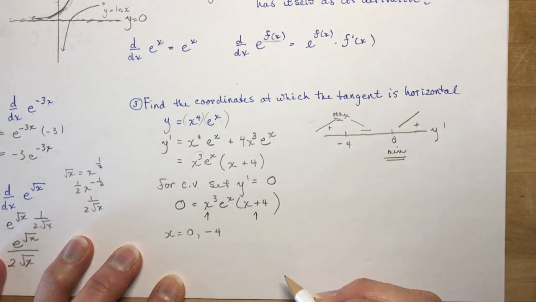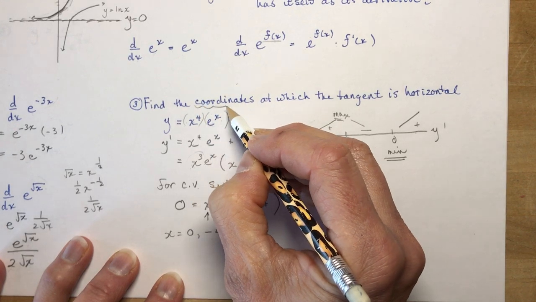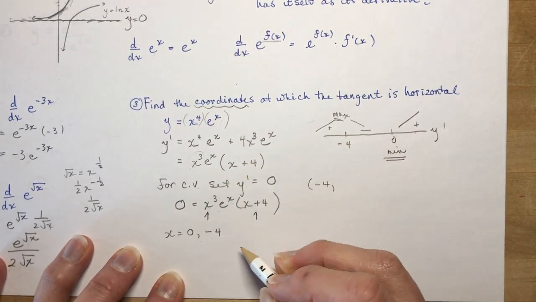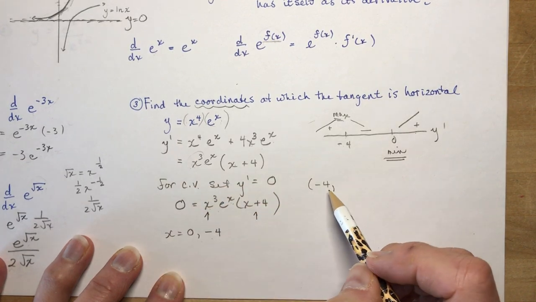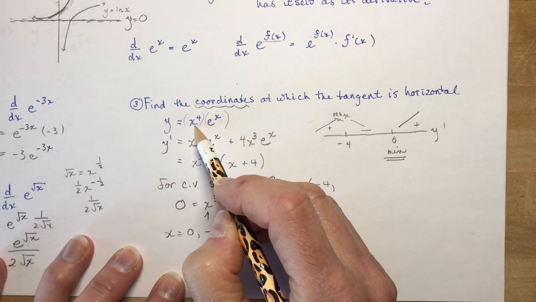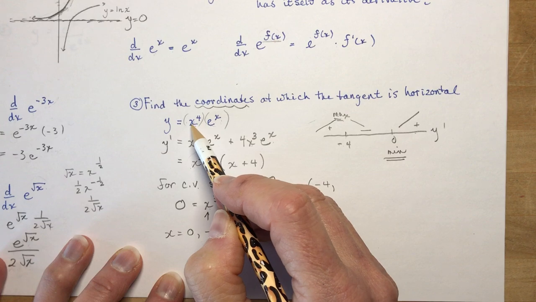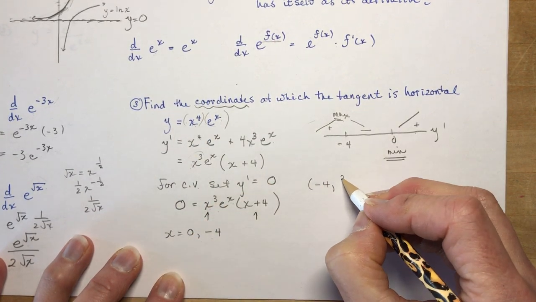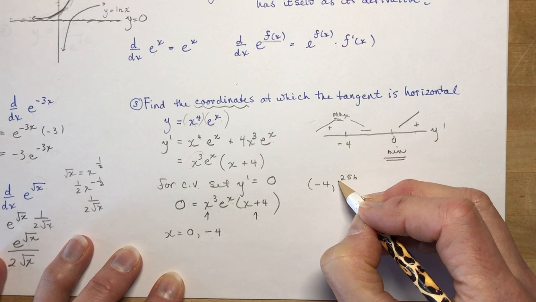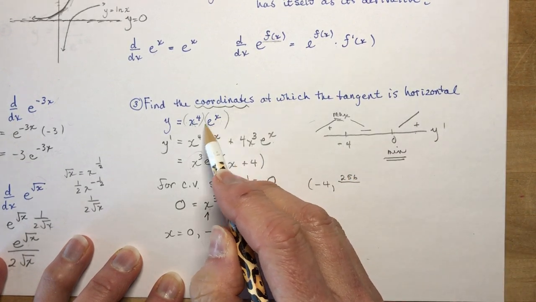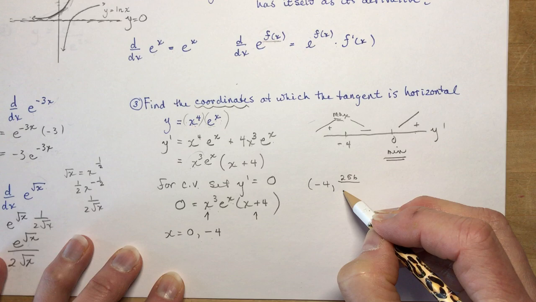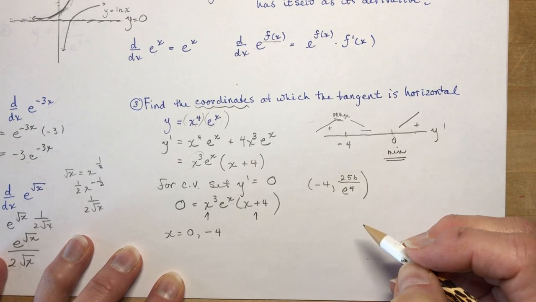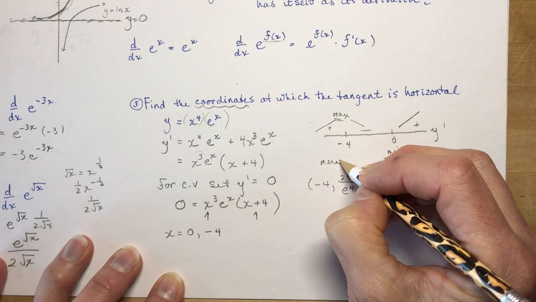So I need to know the coordinates. You were asked for coordinates. So I need to know minus 4 and what is the y-coordinate when x is minus 4. So when x is minus 4, I would have minus 4, well, minus 4 to the power 4 is 256. 4 times 4 times 4 times 4. And e to the x, I would have e to the negative 4 or e to the power 4 in the denominator for a positive exponent. So this was a maximum value.